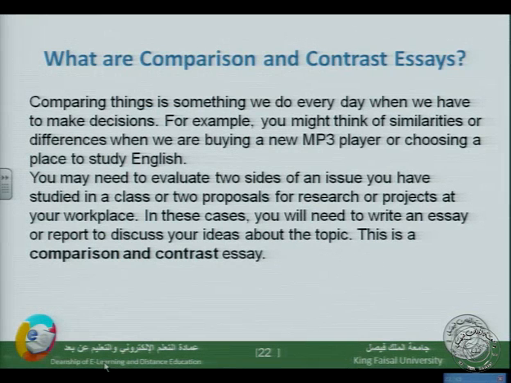Comparing things is something we do every day when we have to make decisions. For example, you might think of similarities or differences when you are buying a new MP3 player or choosing a place to study English. You need to evaluate two sides of an issue. You have to study it in a class or two proposals for research or projects at your workplace. In these cases, you will need to write an essay or report to discuss your ideas about the topic. This is what we call a comparison and contrast. We compare similarities, but when we mention differences, here we are talking about contrast.